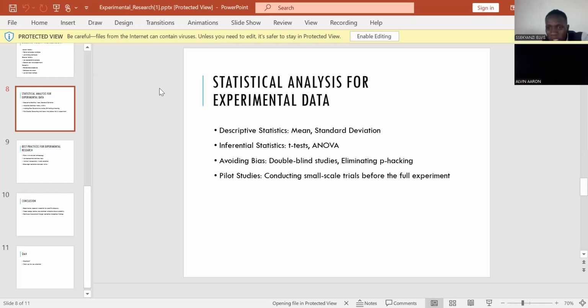Another, we have pilot studies. Pilot studies involve conducting small-scale trials before the full experiment. It basically recommends conducting pilot studies as a crucial step before running a full-scale experiment. So, another slide.